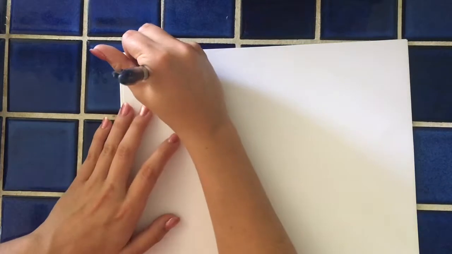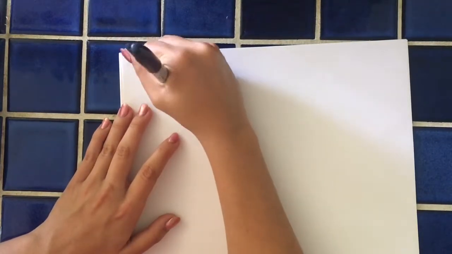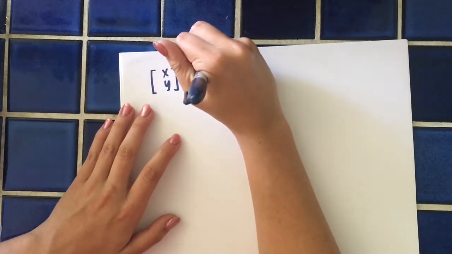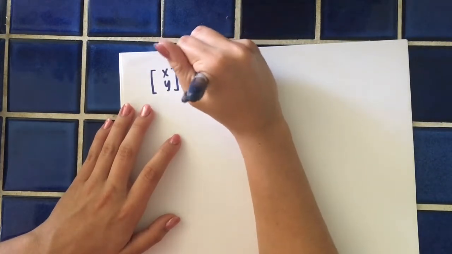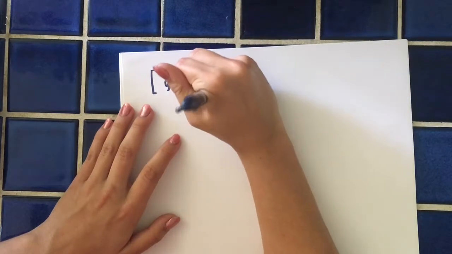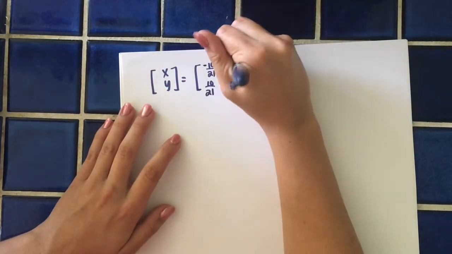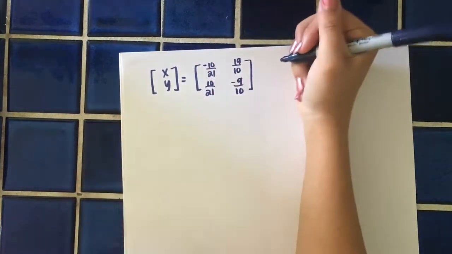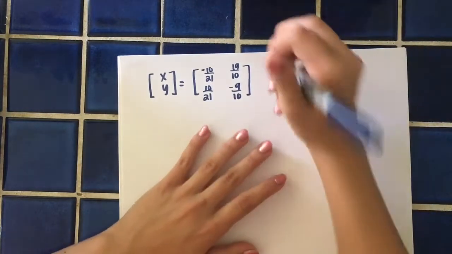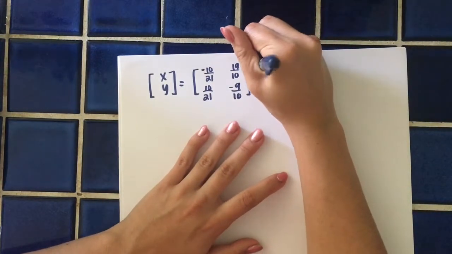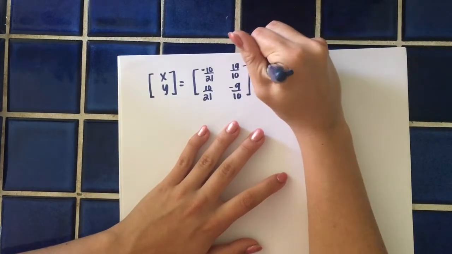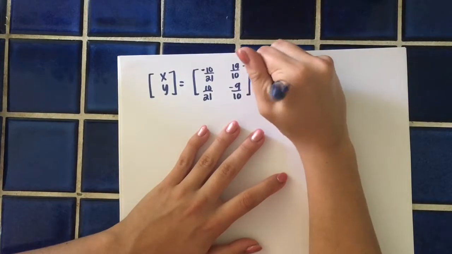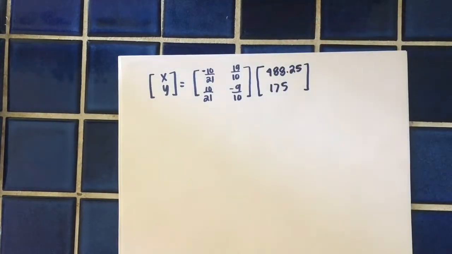So it's going to be xy equals, we saw the inverse is -10 over 21, then 10 over 21, then 19 over 10, and then -9 over 10. Perfect. And then we have to multiply by b, and b equals 488.25, and then this equals 175. Perfect.